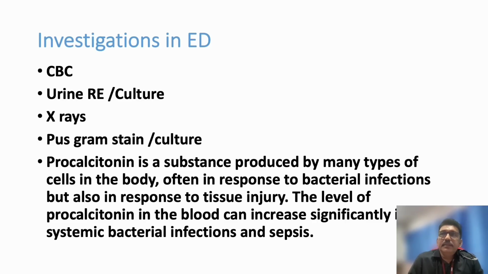Then if there is pus, an easy thing is you can take a gram stain from that, and immediately you'll get the report of gram positive or gram negative organism. Procalcitonin is another important investigation which will tell you whether it is a bacterial infection or a non-bacterial problem. For example, a patient who has SLE can have pneumonia that may be due to activation of SLE, not due to a bacterial infection. Some patients can have chemical pneumonia that is not due to infection, it is only an inflammatory process. So procalcitonin elevation will tell you whether there is a bacterial infection or not.